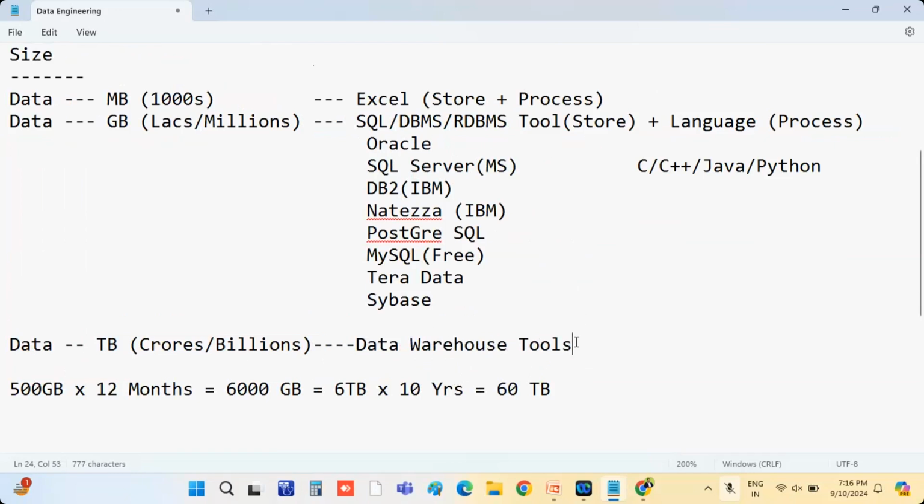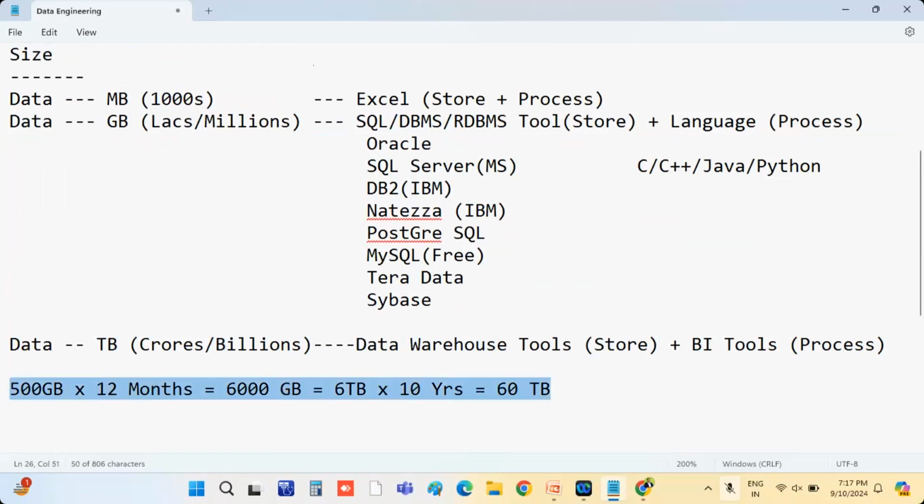This is where you can store large amounts of data, especially terabytes of data. For processing the data, BI tools have been introduced. Processing means, as I told you, that I want to perform what is the sum, the average, the minimum, the maximum. If you have some data, you can perform all these things.